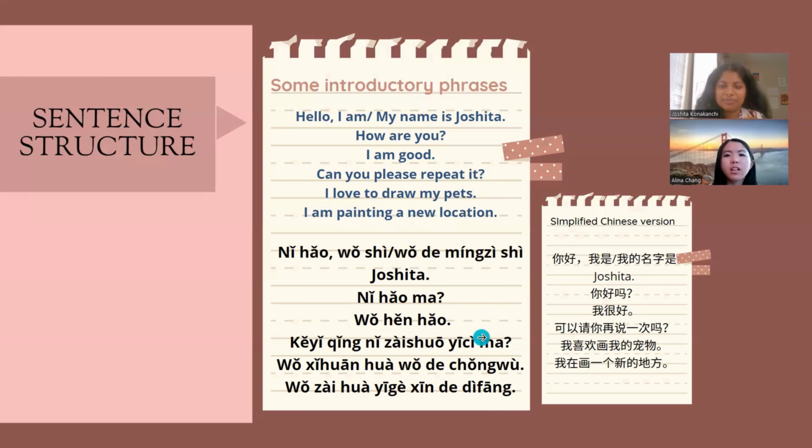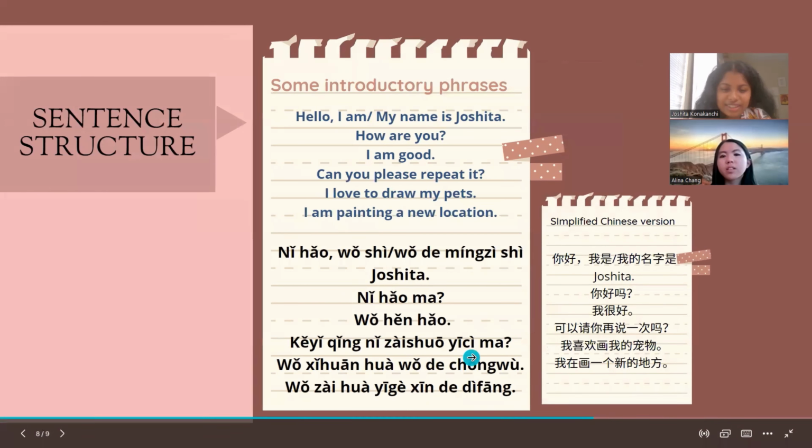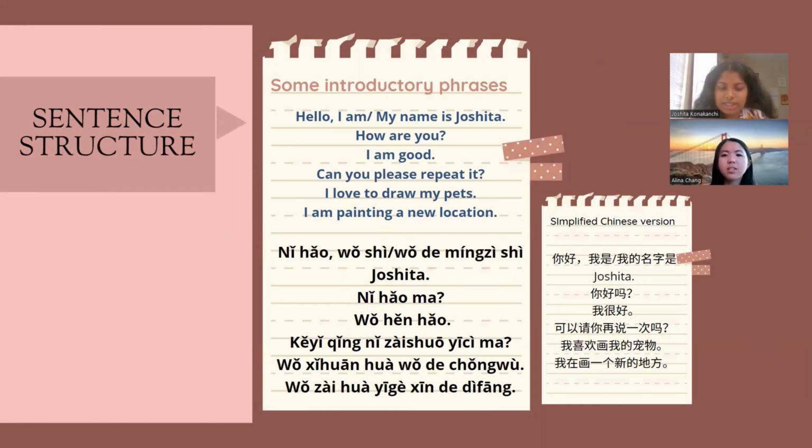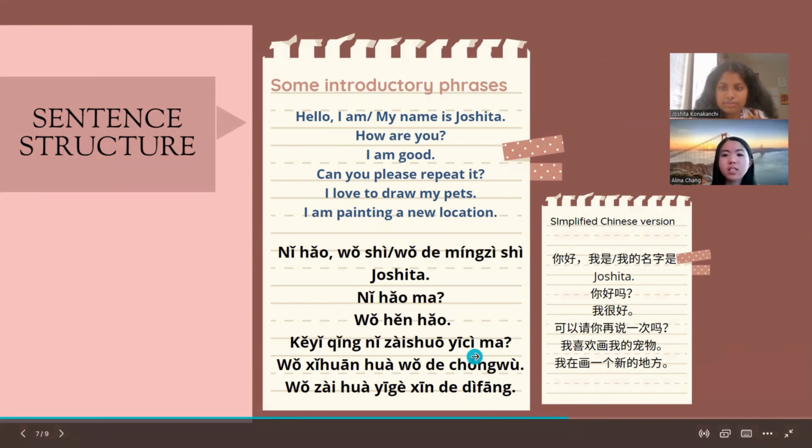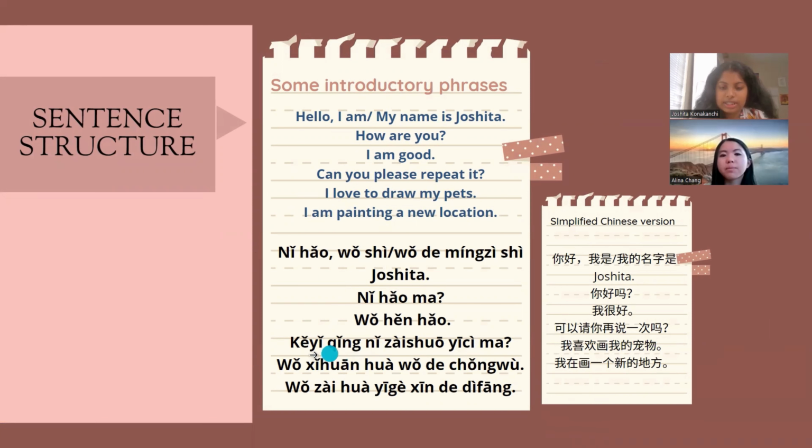Yeah, good. And if you want someone to repeat it, you could say 可以，请你再说一次吗？Oh, so CI is like 次, so with things like CI or QI, there's a different sound to it. So if you say CI, it's like 次, and yeah, I can explain.